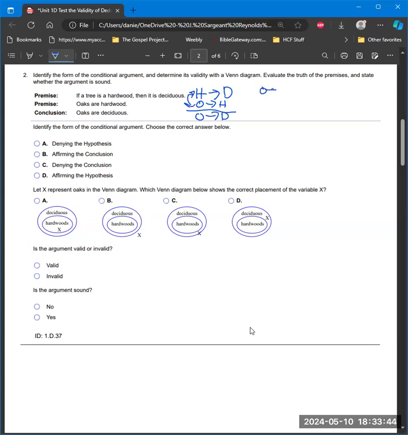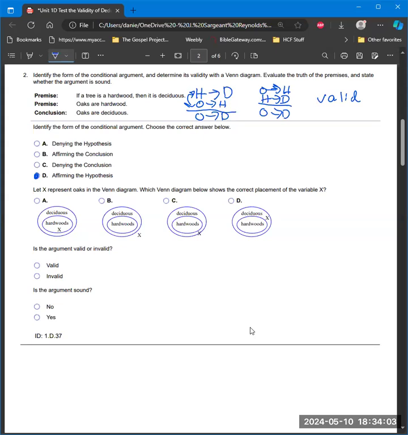So this looks like this. And that's valid. That's what we were just talking about in question 1. It's called affirming the hypothesis.